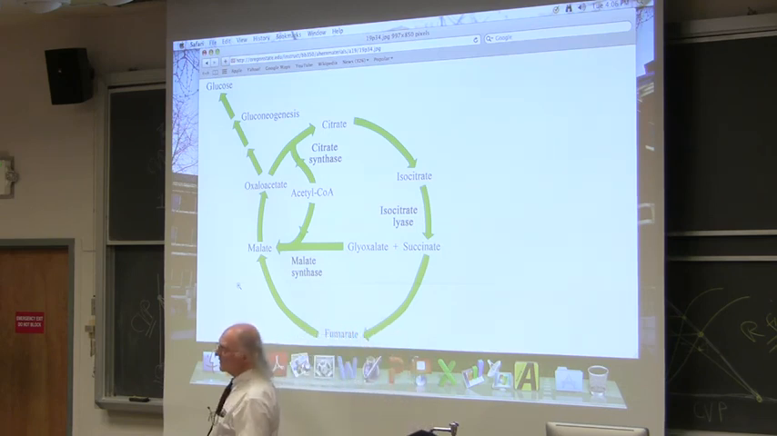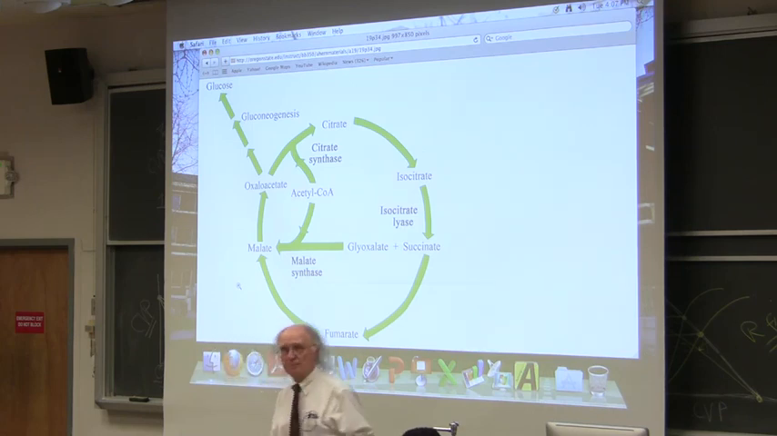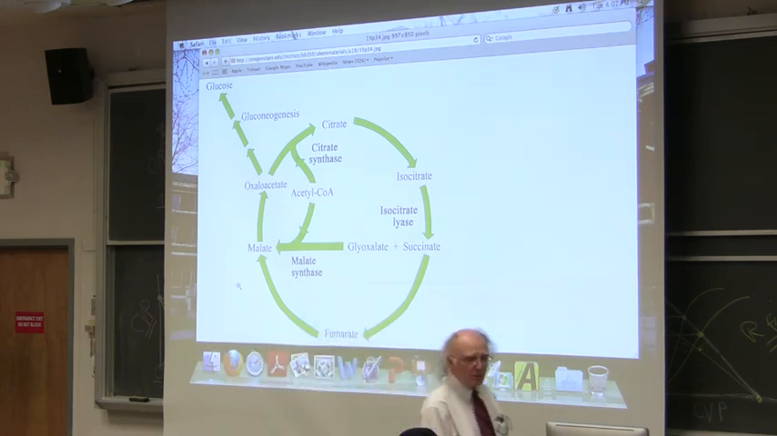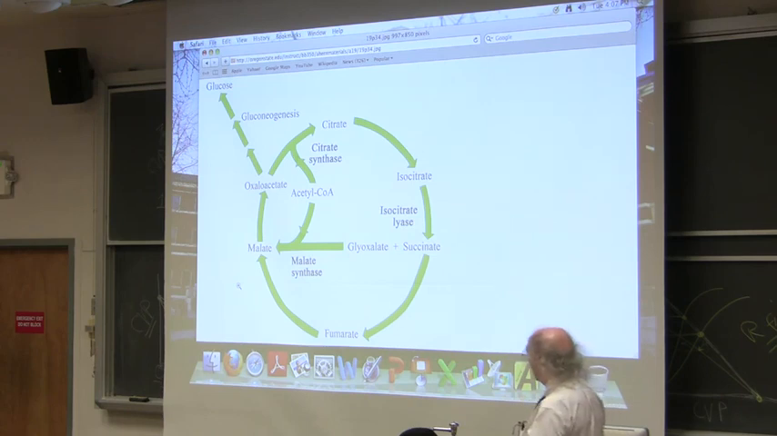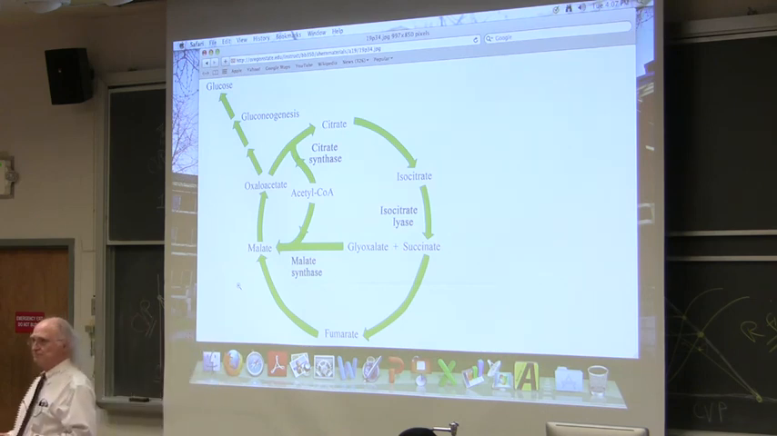Now, when we talk about photosynthesis later, we'll see how glyoxylate plays into this. And we will also see why it's important that plants have this cycle. Okay? So, just keep that planted in your head. We will talk about glyoxylate again later. Okay, questions about the cycle. 2 enzymes, 2 unique enzymes make it possible.